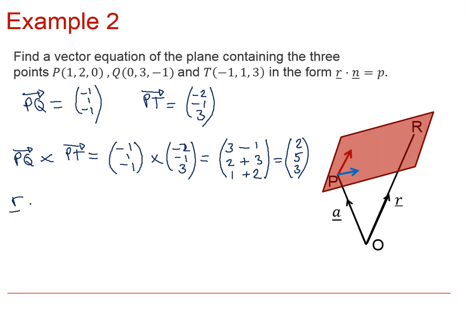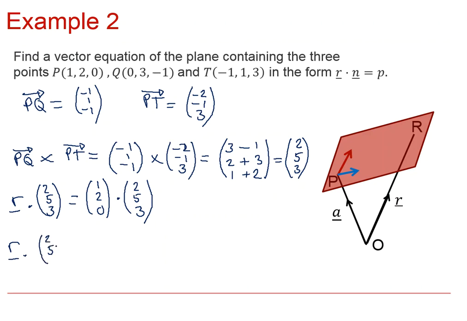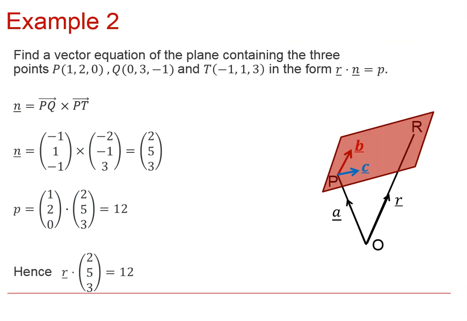Okay, so now we can write this as r dot 2, 5, 3 equals 1, 2, 0 dotted with 2, 5, 3. And when we do this dot product again, we end up with 12, which we've seen before. So that is 12. And there's that working out a little bit neater.